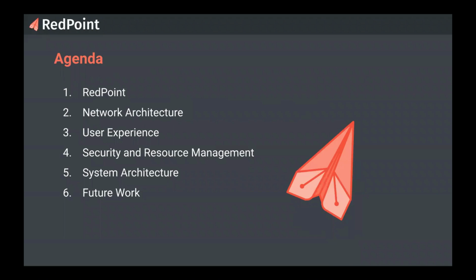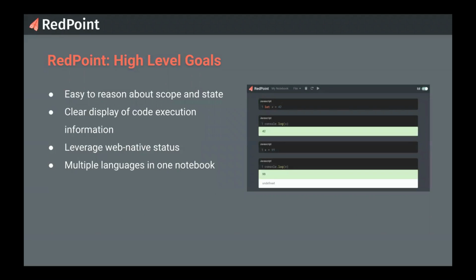I'm going to go along and just outline sort of the rest of this talk. I'm going to talk about a few of the features we were able to implement with RedPoint. And then Charles is going to take over and talk about the network architecture and some of the decisions we made there, and then how the user experience we desired informed some of the decisions we made. Then Ben's going to take over and talk about security and resource management and some of the challenges we encountered there and the ways we addressed them. And finally, following up with a description of our internal system architecture and how we built this and some of the tools we used.